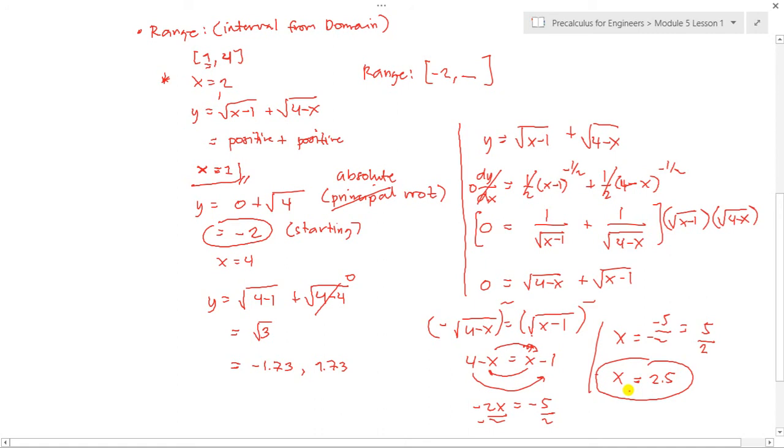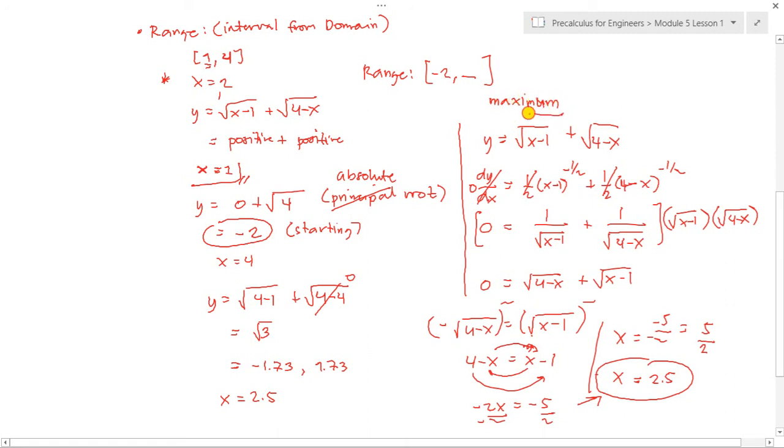Let's substitute, class, so that we can see if it is really the maximum. So here in our test values, let's say how about if x equals 2.5, based on what we get here from the derivation of the minima, the derivation of the maximum.